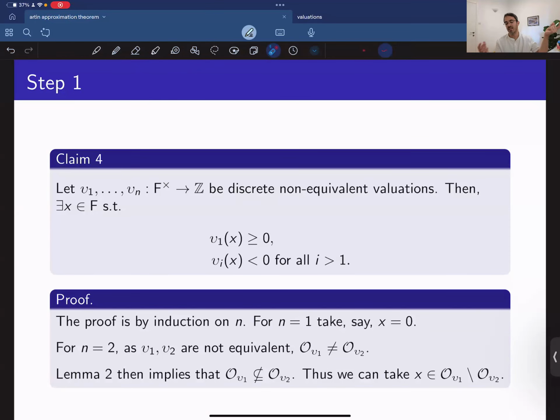It may be the case that one of them is contained in the other, but that's not the case, because according to lemma 2, which we just proved, it cannot be the case that one of them is contained in the other. Particularly, OV1 is not contained in OV2, right? Because if it was contained, this would have been equality. It's a special property of valuation rings. So what does it mean? It means that you can find an element in OV1 which is not in OV2, right? Because it's not a subset of it.